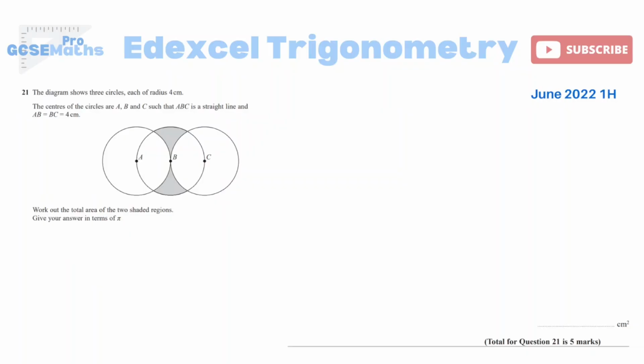Okay, so our next question, again, another 5 marks towards the end of the paper, if not the final question. This one, though, if you have a look at this paper here, is non-calculator. If you see paper 1, that means non-calculator.